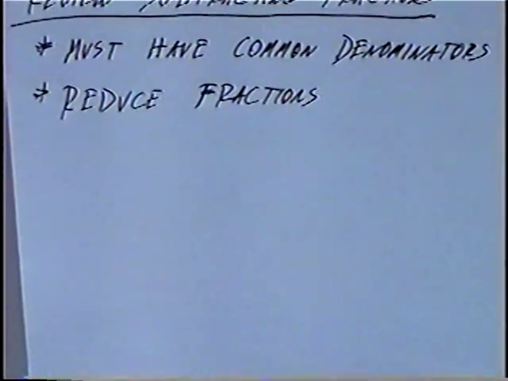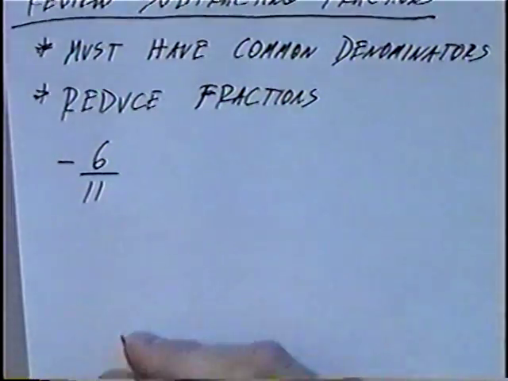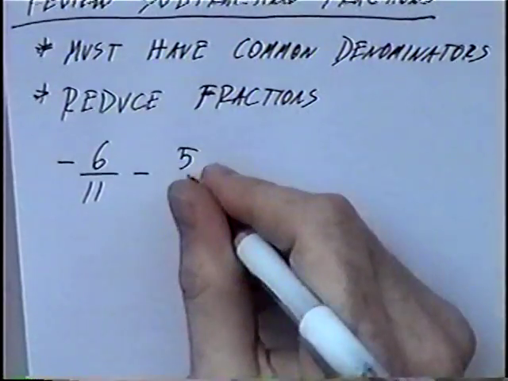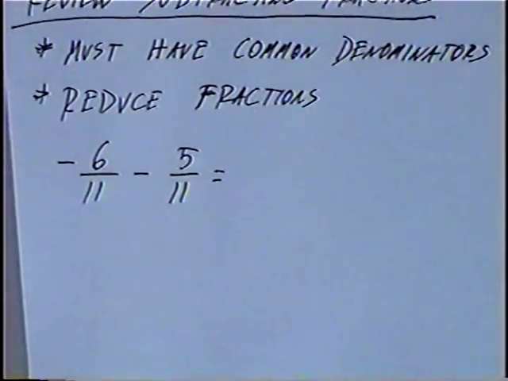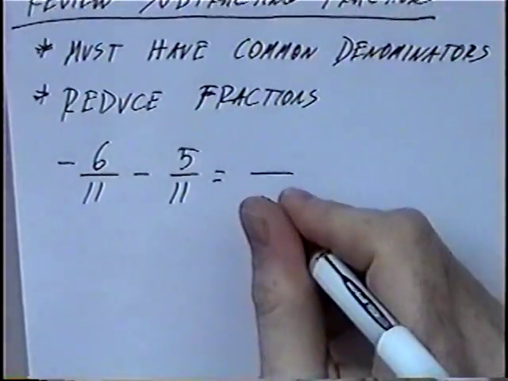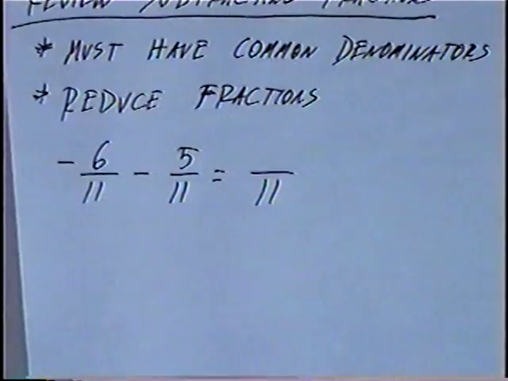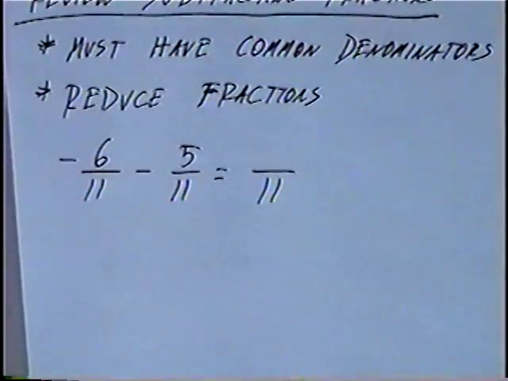First question and first two fractions. Negative 6 over 11 minus 5 over 11. Subtracting fractions when you have these same denominators, again, the denominator will stay the same. Combining the numerators, we'll have negative 6 minus 5.